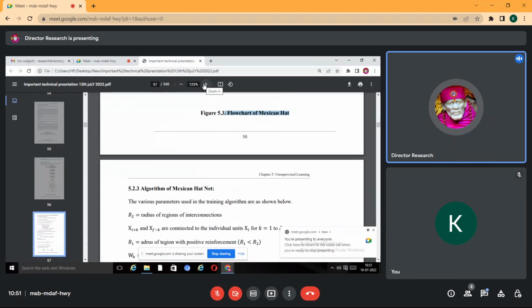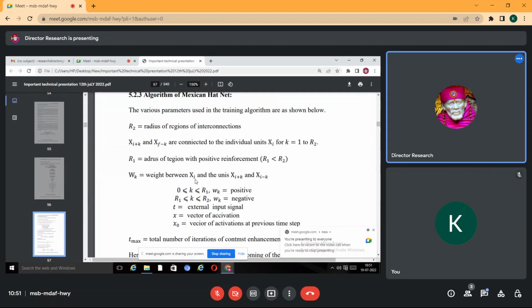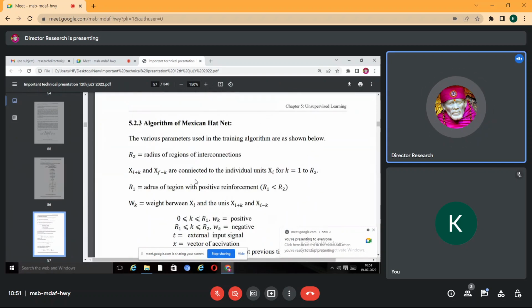Algorithm of Mexican hat. The various parameters used in the training algorithm are shown below. R2 is the radius of the region of interconnections. x(i+k) and x(i-k) are connected to the individual unit xi, for k equal to 1 to R2. R1 is the region of positive reinforcement. Wk is the weight between xi and the units x(i+k) and x(i-k).